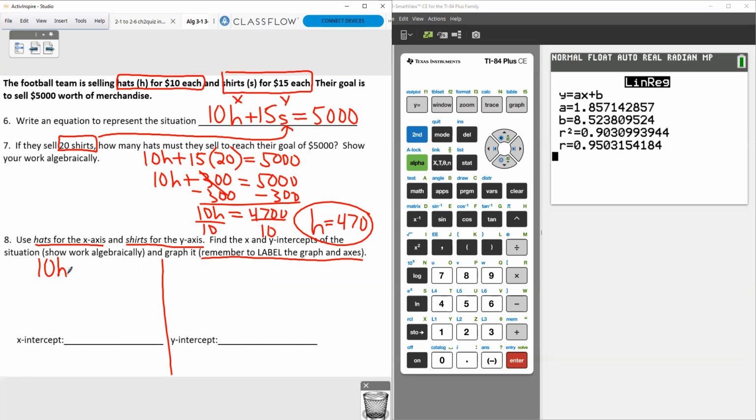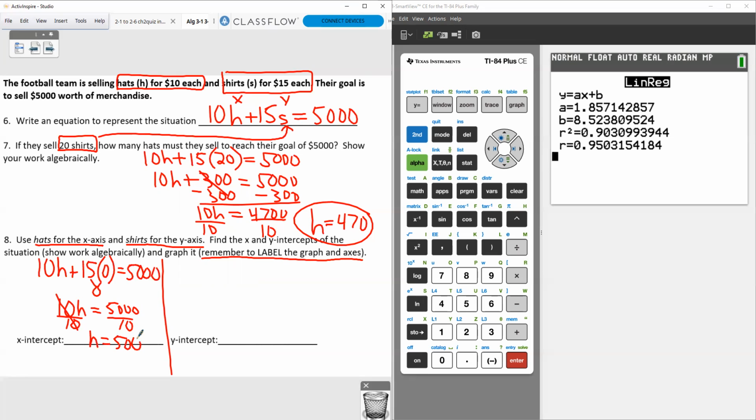So I have 10h plus 15s equals 5,000. And then when you solve for the x, you want to sub in a 0 for the y. 15 times 0 is just 0 when you multiply, so that just disappears. So we really have the equation 10h equals 5,000. Divide by 10, and you get h equals 500.